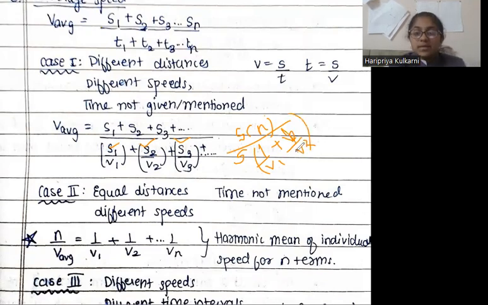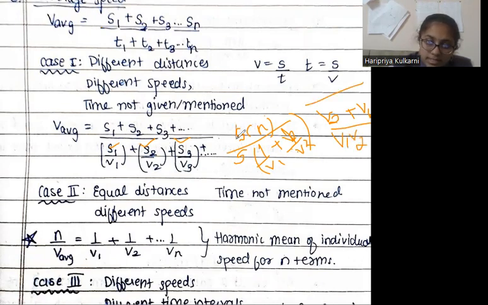Okay, so I'm taking my LCM. What will happen? v2 plus v1 by v1 v2, right? And above, this s cancels. I'll have n, right? What is n here? It is 2, s plus s. So what I'm getting here is 2, and this v1 v2 will go up. I am getting 2 v1 v2 divided by v1 plus v2.